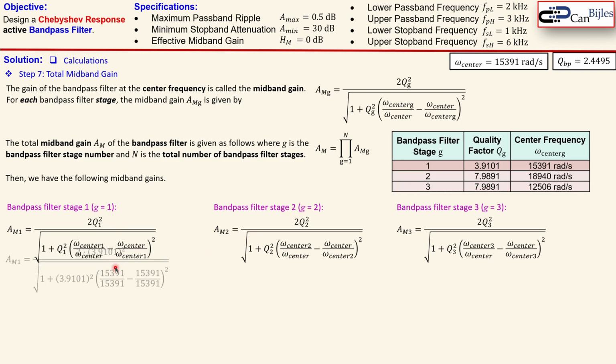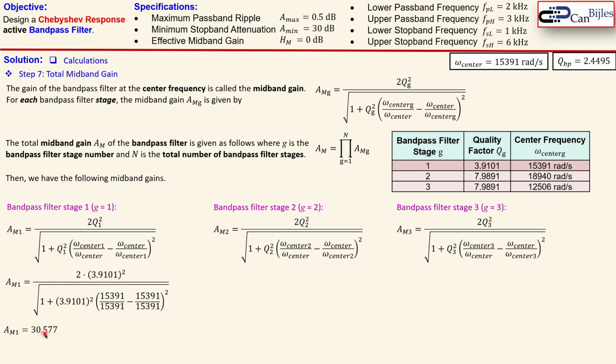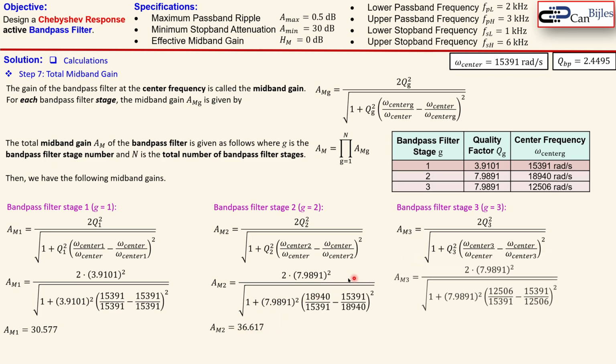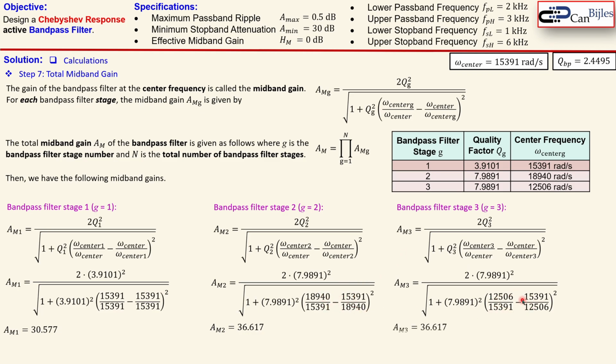Now let's calculate stage 1 first. You see here the values substituted. You get here 30.58. And for AM2 we can calculate that using the quality factor and also the other parameters. That will give us 36.62 approximately. Now when you do that here, although this is different here, they get the exact same AM3. So we can say in the future, if you do these calculations, to shorten your calculation, you can say AM2 is equal to AM3 if there are complex pole pairs.